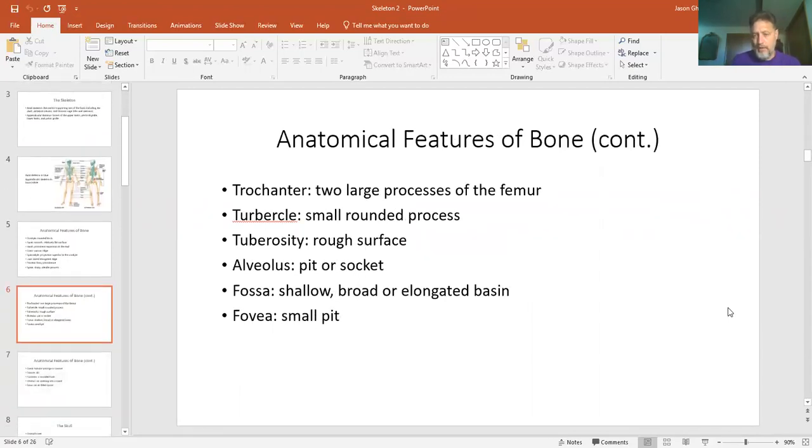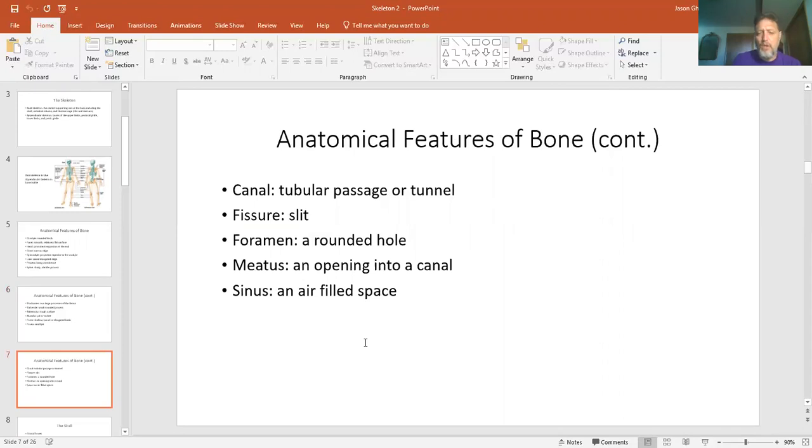These are only found on femurs, so that's easy there. Tubercles, tuberosities, alveolus, fossas, foveas. The only fovea we're going to look at really would be the fovea capitis. Again, it's on a femur. Canals, fissures, foramen, meatus, sinus.